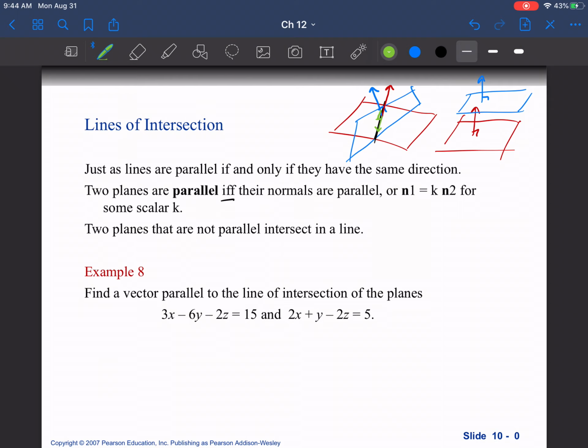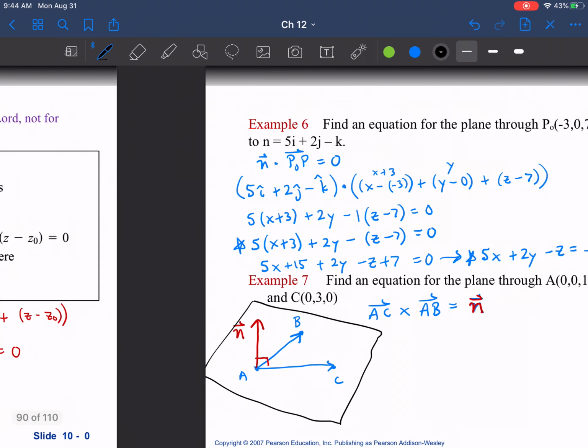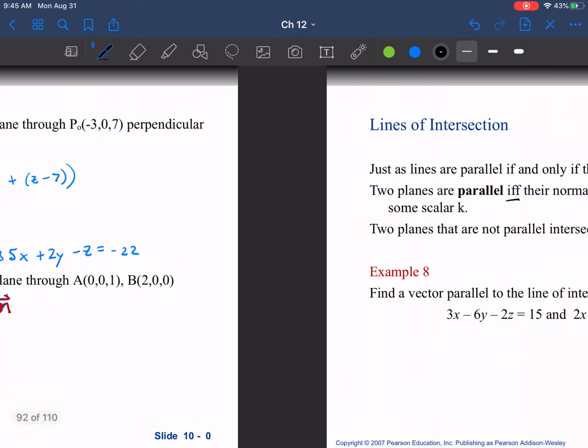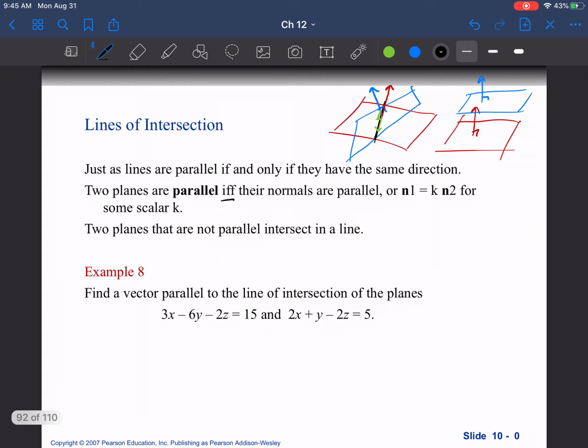We can pick out two normals by simply reading off the coefficients. If you look, where was that? Back here on this page, this is the form we have right there. We have ax plus by plus cz equals d. That means we can pick out a, b, and c as just our components of a normal vector. So we come back here on this first one.